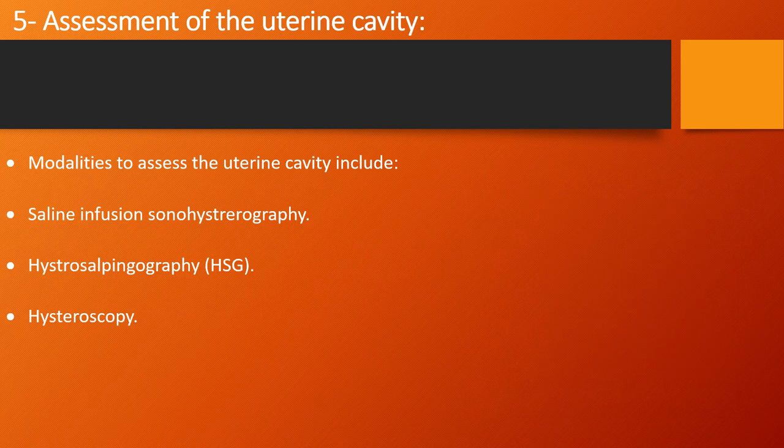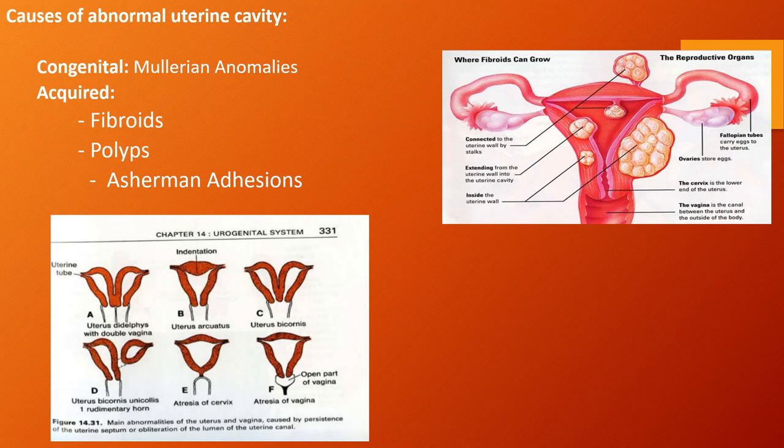Assessment of the uterine cavity. Modalities to assess the uterine cavity include saline infusion sonohysterography, hysterosalpingogram, and hysteroscopy. Causes of an abnormal uterine cavity could be congenital or acquired. Congenital, as we see in the picture, are Müllerian anomalies like atresia of the vagina, atresia of the cervix, and bicornuate uterus. The acquired, as we see in the other picture, are fibroid, polyp, Asherman adhesions, and others.